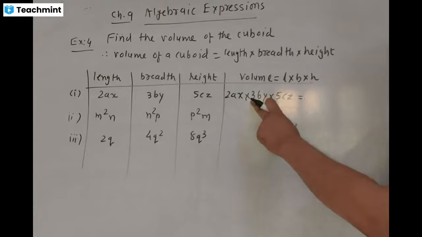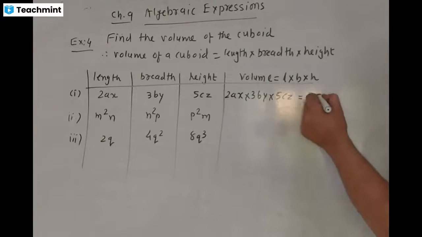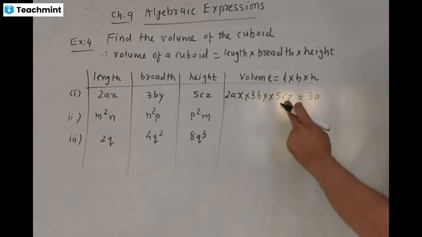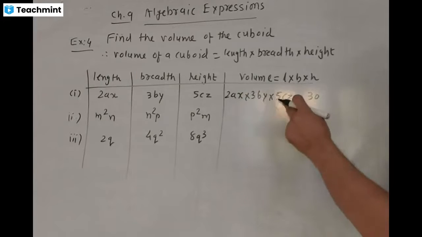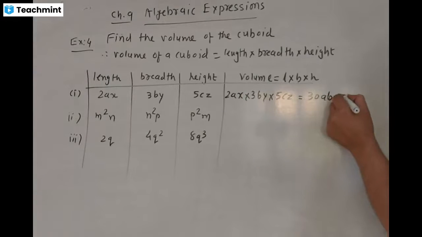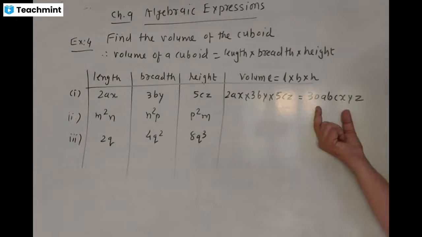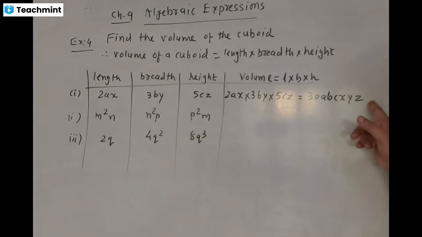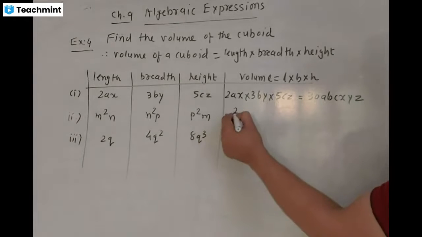2 3s are 6, 6 5s are 30. A B C into x y z means A B C x y z can come. All are different, distinct variables. All are distinct variables. Yes or no? Similarly, m square n.